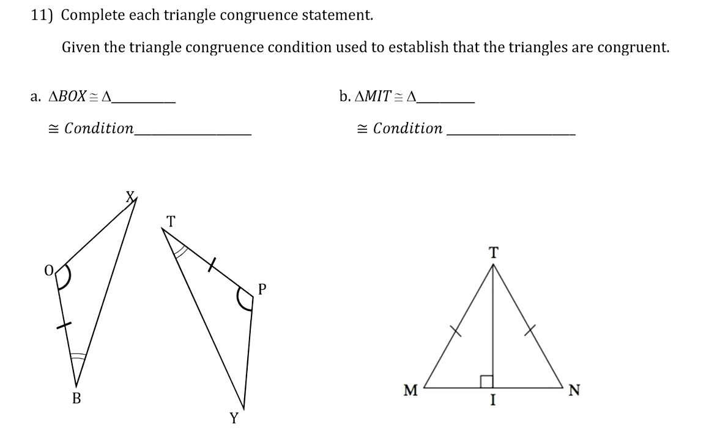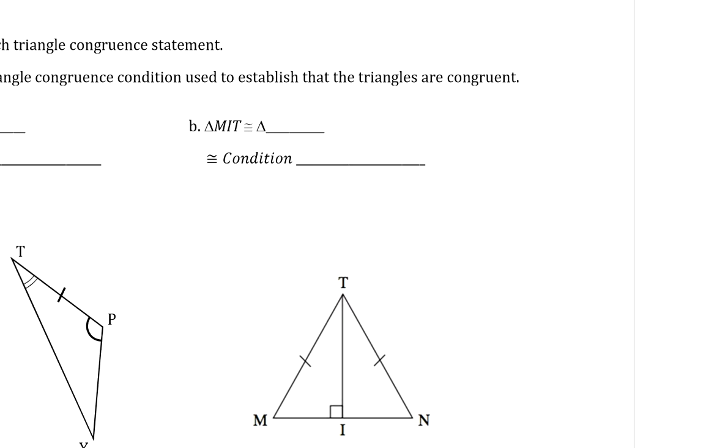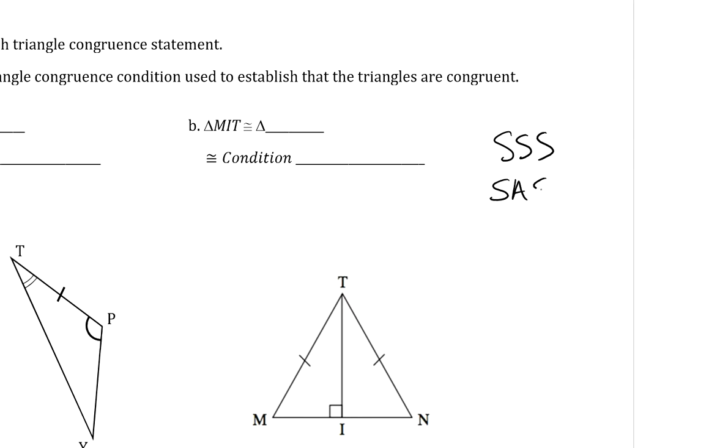And the final question just asks us to identify congruent triangles by matching up the corresponding parts and also identifying the congruence condition. There are 5 congruence conditions that we've agreed to. They are side, side, side. We could do side and the included angle, so side, angle, side. We can also do 2 angles and an included side, so angle, side, angle. Also, angle, angle, side is legitimate.